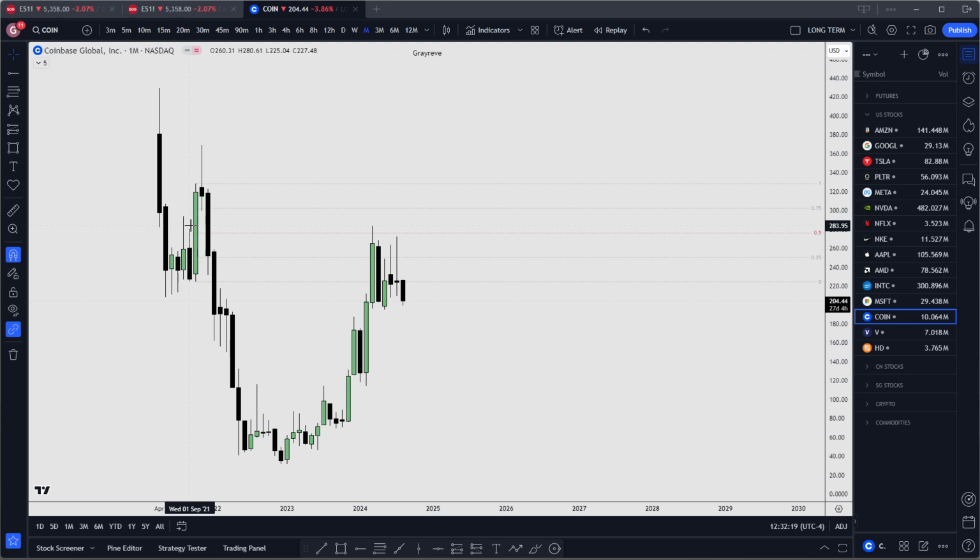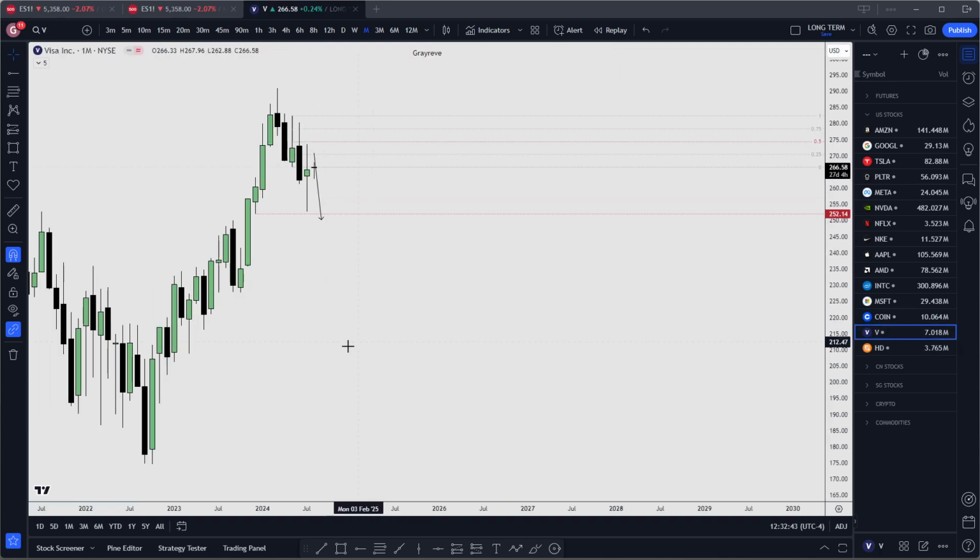All right, so right now no bias for Coinbase, because we are in an accumulation, right? Best support would be this down close candle here. You can use the fibs as well, and you don't want to see this swing low taken out.